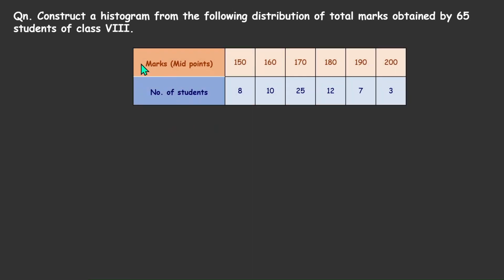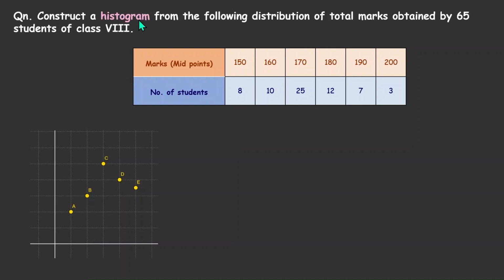Now note here, we have been given the marks as midpoints of classes. So 150 is a midpoint of a class, and so is 160, 170, and so on. Now we want to create a histogram. And if I take just these as points, if I take 150,8 as a point, 160,10 as a point, and I make the graph directly, then what we'll get here is somewhere like this. But this is not what a histogram is.